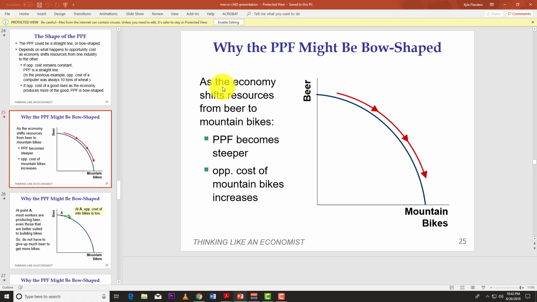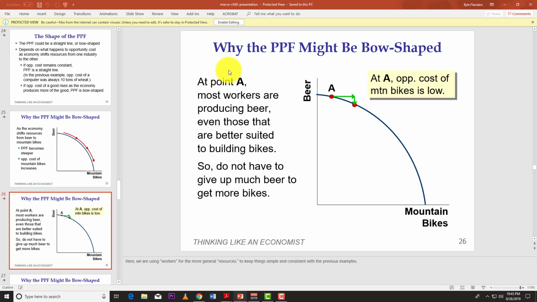Let's read here. As the economy shifts resources from beer to mountain bikes, the PPF becomes steeper, as you can see here. The opportunity cost of mountain bikes increases, so you have to give up more and more to get mountain bikes. At point A, most workers are producing beer, even those better suited to build bikes. So at point A, you might have a mechanic making beer. That's not his skill, but he still has to make beer, because the economy is more focused on brewing beer. So you do not have to give up much beer to get more bikes.